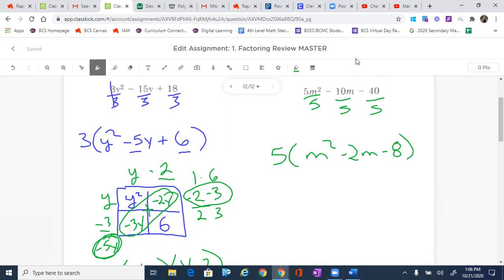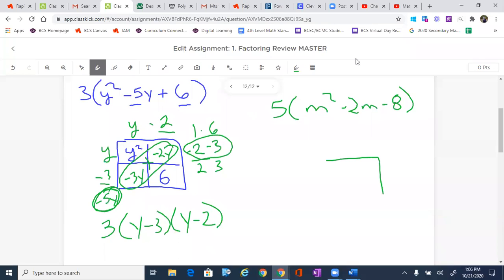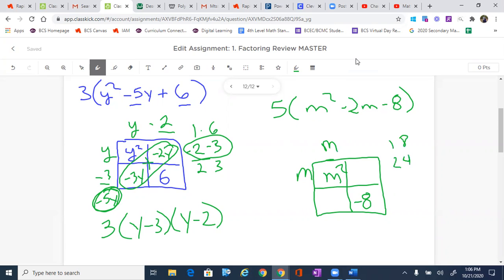At this point, we go back to our area model or the method of two numbers that multiply to the end and add to the middle, which is the exact same method. Okay, and I'm going to make a list. I have m times m, which is going to give me that m squared. I'm going to make a list that multiplies to negative 8, which is essentially 1 and 8, 2 and 4, and one of them has to be negative. Okay, I'm going to put negative 2m here. And the reason why is because I know these two right here have to add to negative 2.